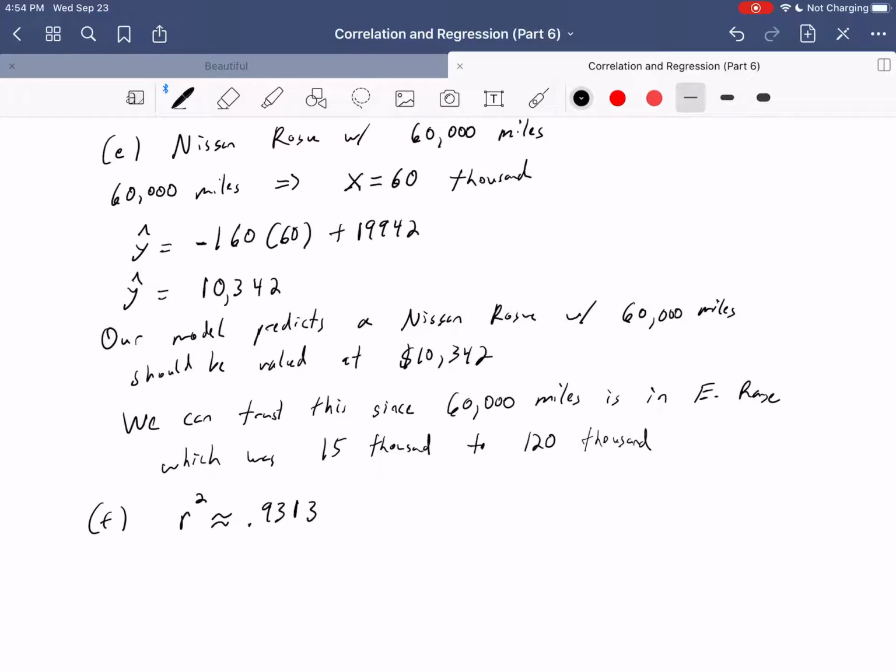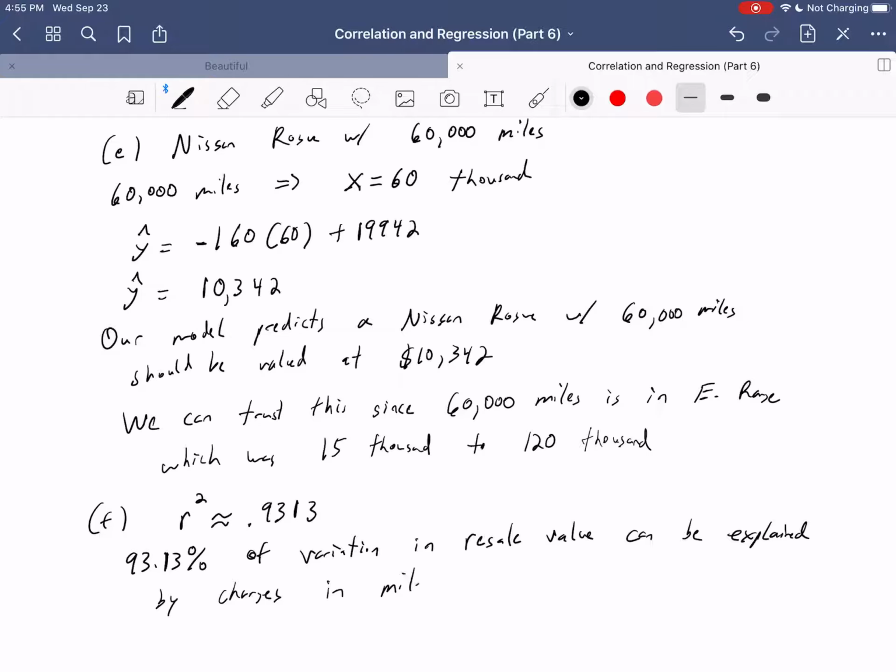Remember, we always interpret the coefficient of determination the same way. We would say 93.13% of variation in the response. Remember, the response here is resale value. So 93.13% of variation in resale value can be explained by changes in whatever the explanatory is. So in this case, in mileage.